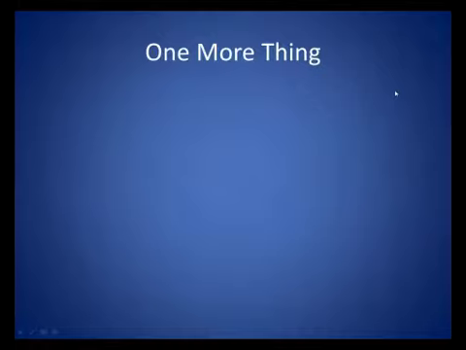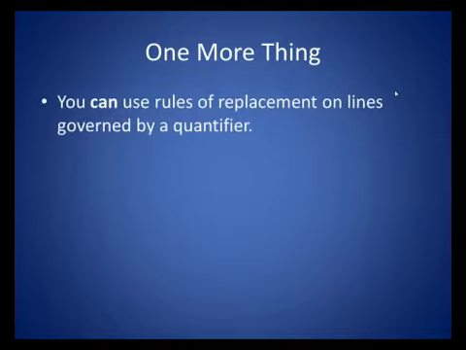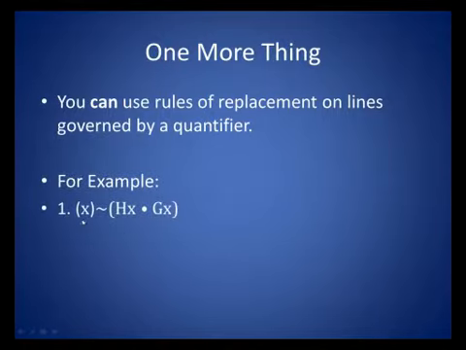One more thing, and of course it's not the last thing, but it's at least one more thing. You can use rules of replacement on lines governed by a quantifier. Again, you can use rules of replacement on lines governed by a quantifier. So unlike rules of implication, rules of replacement can be used on lines governed by a quantifier. So for example, if I have for all x, it's not the case hx and gx. I am not allowed to use my rules of implication here. Why? Because this entire line is governed by this quantifier.